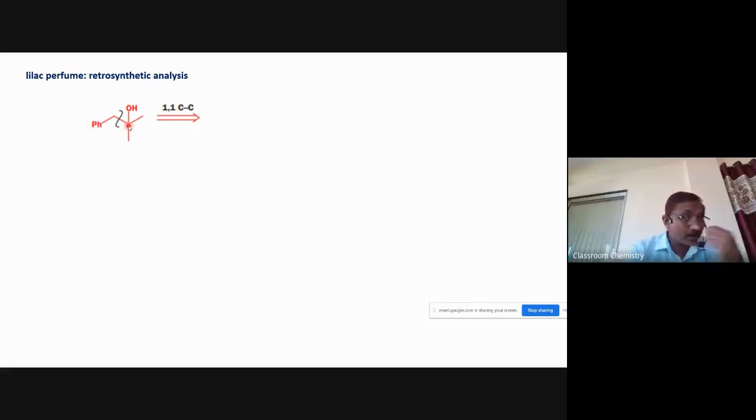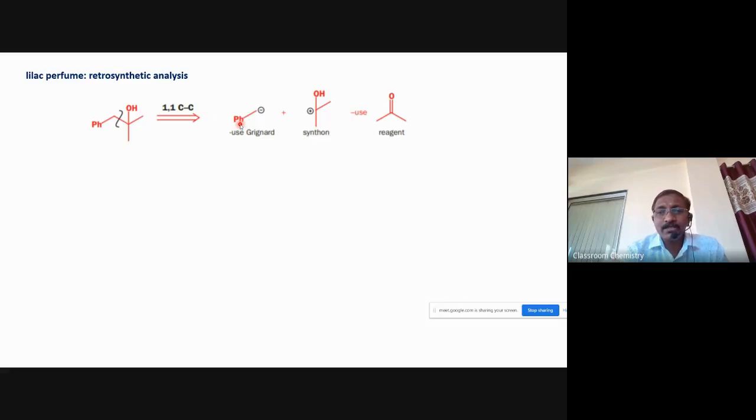In this case, these two functional groups, the hydroxyl and the alkyl of the benzyl chain, are attached to one and the same carbon atom, and that's why they come in the one difunctionalized category. Now when we disconnect this, what will happen? We get PhCH2 minus, and here is the positive charge, and we know that when it is a positive charge, it always corresponds to acetone, and when the PhCH2 is there, it corresponds to a Grignard reagent.